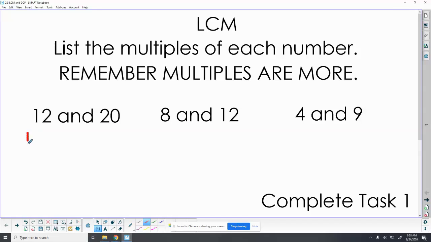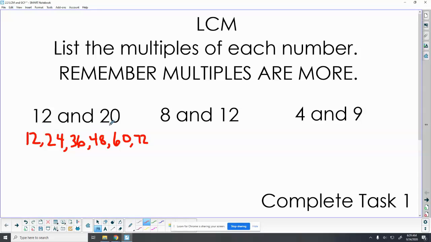If I am starting with 12, and I take 12 times 2, I get 24. 12 times 3 is 36. 12 times 4 is 48. 12 times 5 is 60. 12 times 6 is 72. I'm going to stop there and see if that's enough. I might have to add more if I haven't gone far enough.